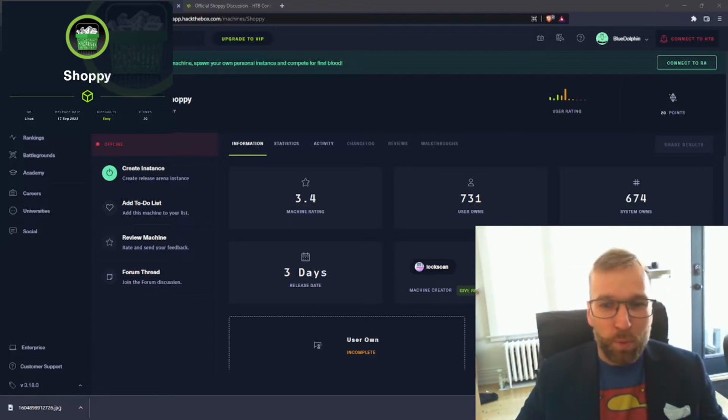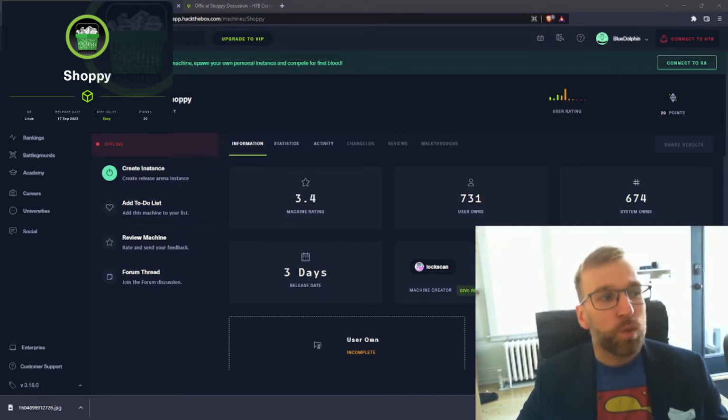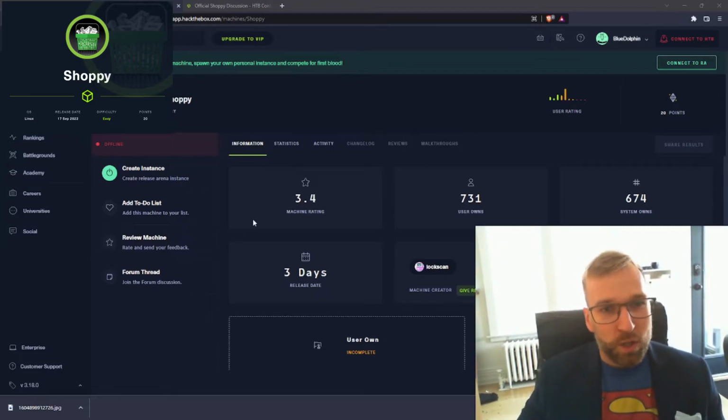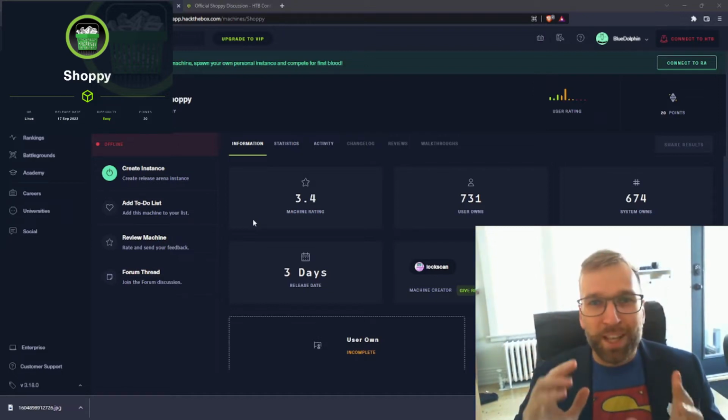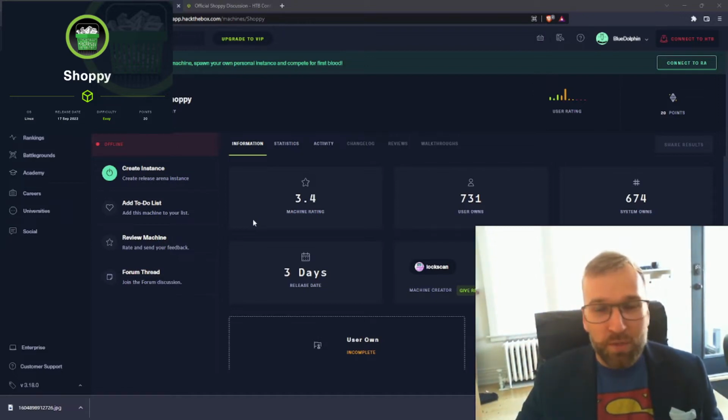All right, let's talk about what we know so far about this machine and speculate as to what it might be about and what word on the street is. First of all, the name is Shoppy. To me, my mind immediately went towards the OWASP Juice Shop. If you haven't heard of it, check it out. It's this whole shopping platform with all these intentional vulnerabilities to teach you about cybersecurity.